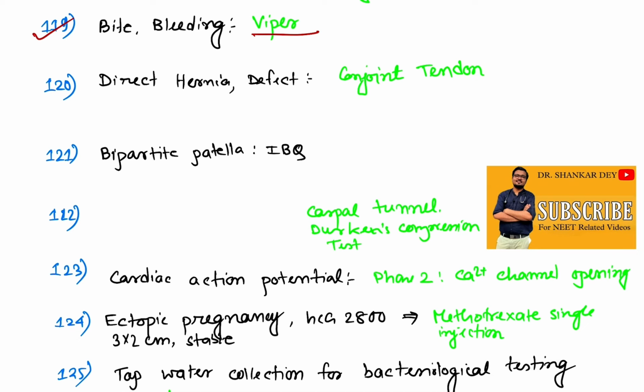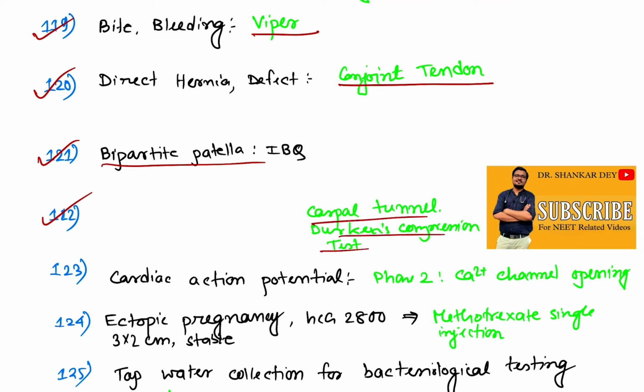Then next question number 120, direct hernia, structural defect of which structure makes one more prone to develop direct hernia? It is the conjoint tendon that forms the posterior wall of the inguinal canal. Then one image-based question was there, though I don't know what the exact question was. It is bipartite patella.